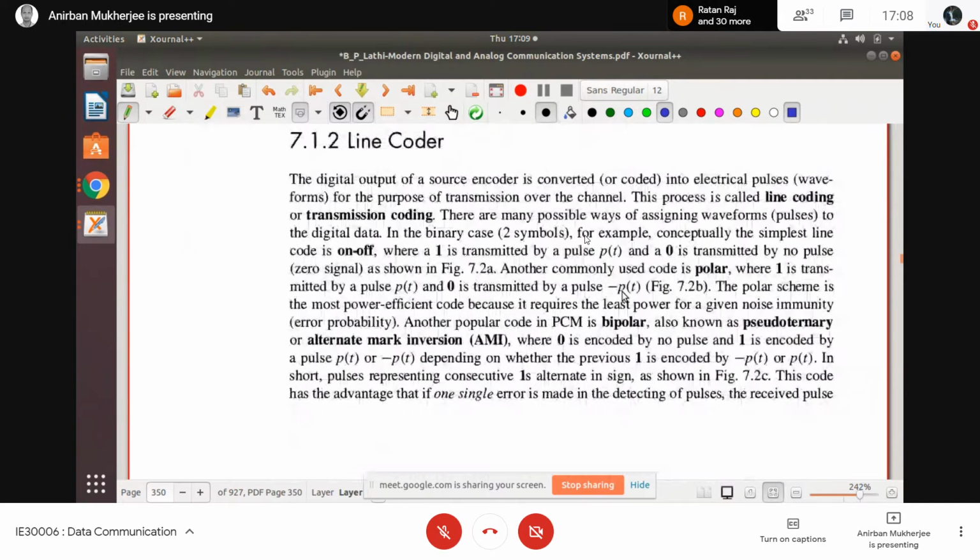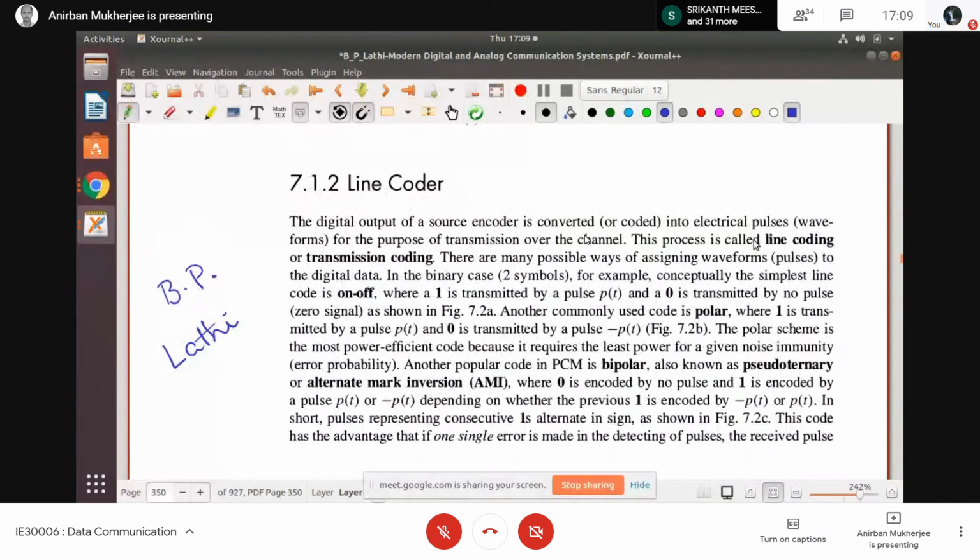Please remember, this book is BP Lathi. This book is also available on the net. Please download BP Lathi, Digital and Analog Communication. This is chapter 7 that I am teaching.